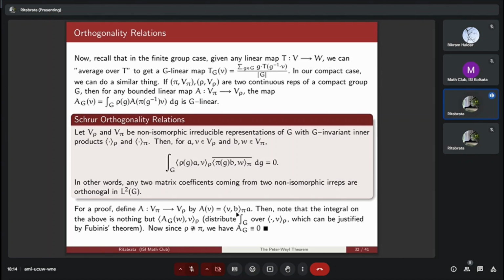A_G being the zero linear map means the inner product of A_G applied at any vector with anything is 0. And this directly gives us that any two matrix coefficients are orthogonal.